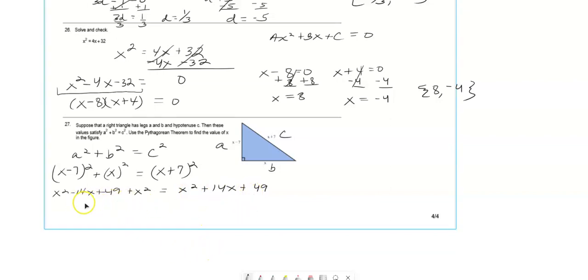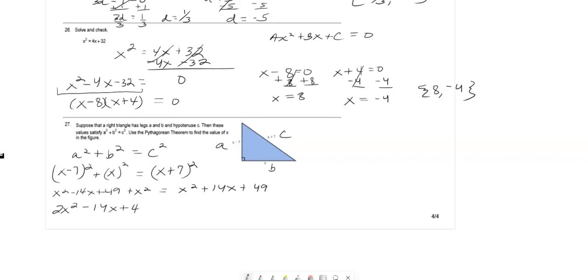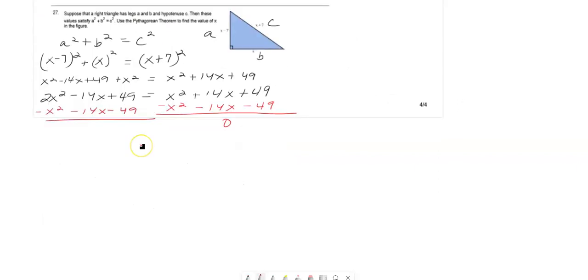Now I'm going to combine like terms on this side of the equation. And the only like terms that can combine are the x squared and the x squared. So when I add those two x squareds together, that gives me 2x squared minus 14x plus 49. Okay. And I'm just going to bring everything else down, like so. Now the next thing that I want to do, I want to again make sure that I'm putting the equation in standard form. So I want to zero out the right side of this equation. I can simply do that by subtracting x squared, subtracting 14x, and subtracting 49.